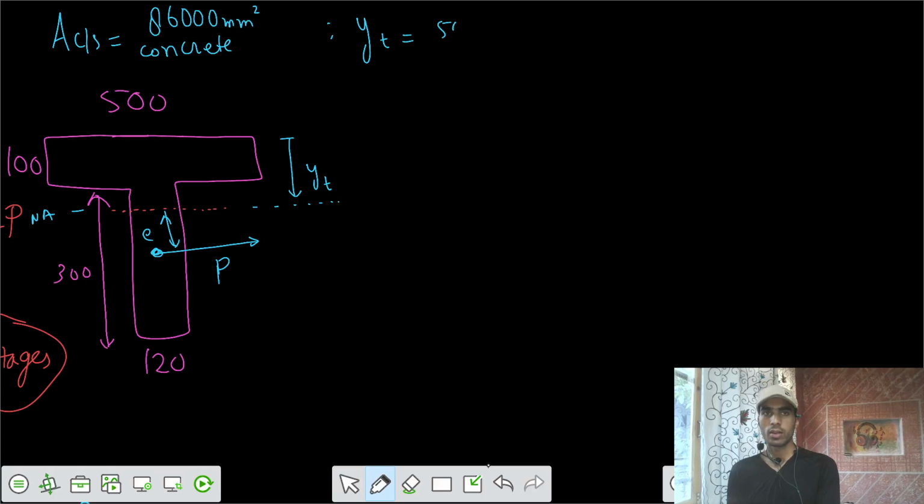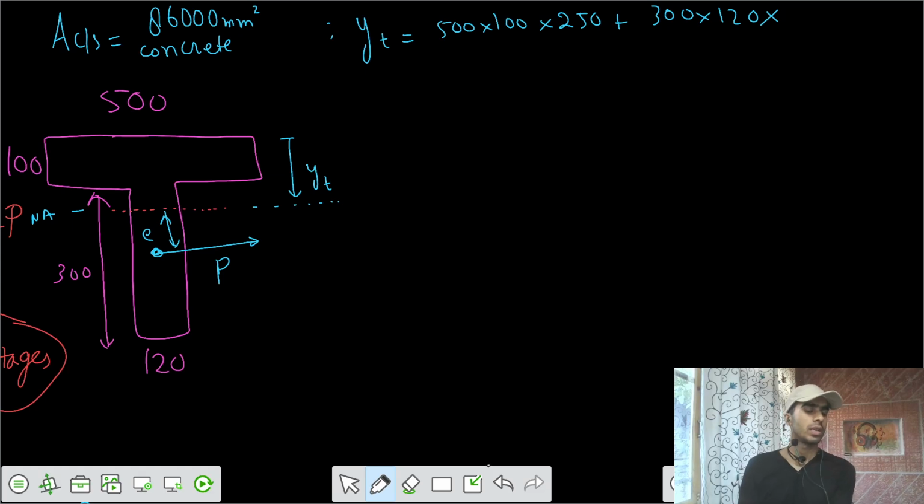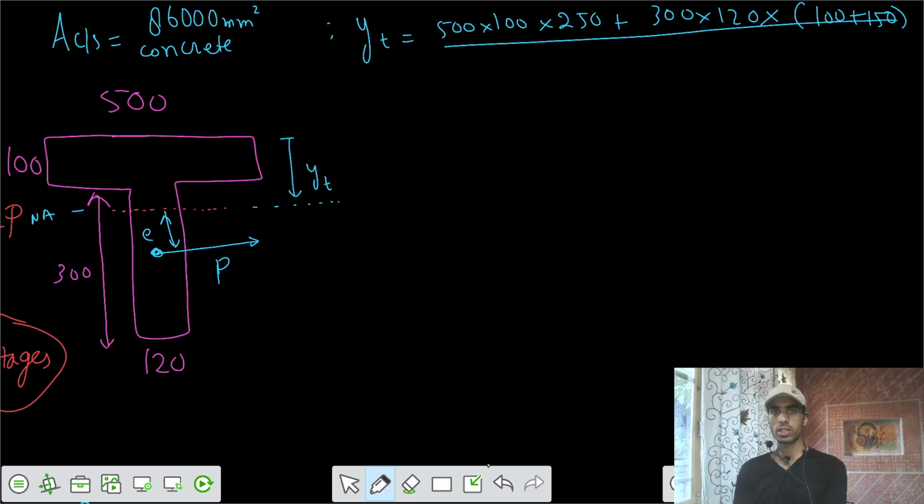So first step is the location of Y top. A total area 500 into 100, acting at 250, plus the second area, 300 into 120, and its centroid from the top is equal to 100 plus 150, that is 250, divided by the total area of the cross section, 86000. So finally you would get the value of Y top, 133.72.